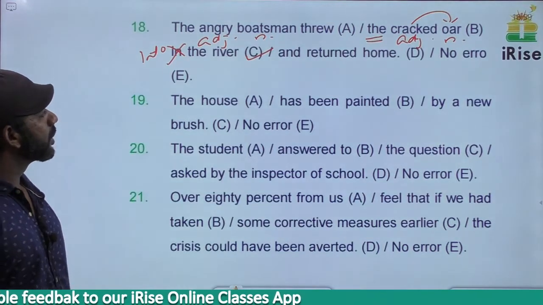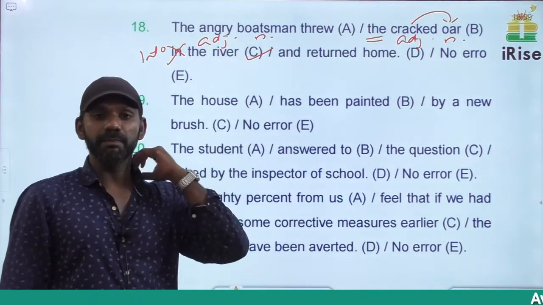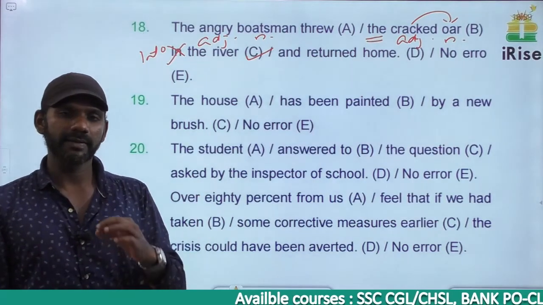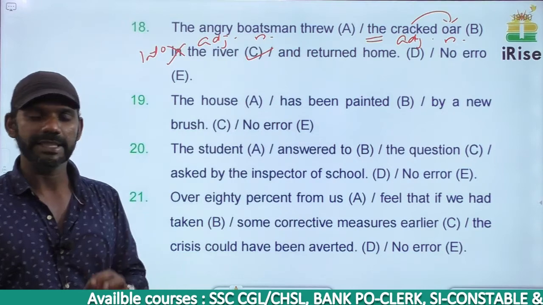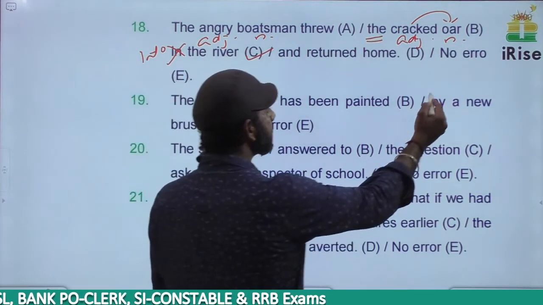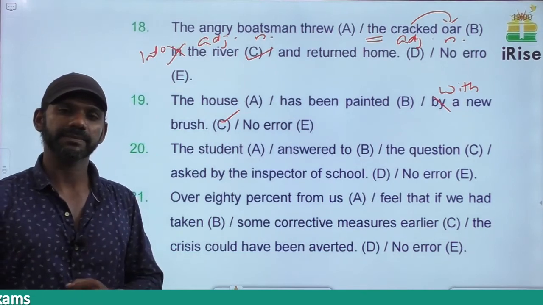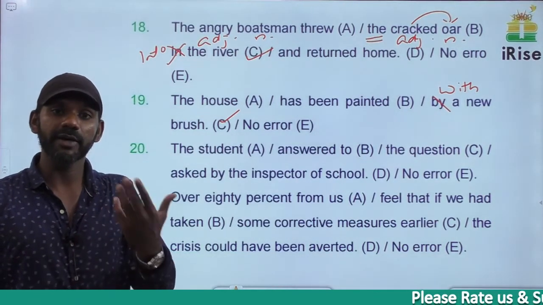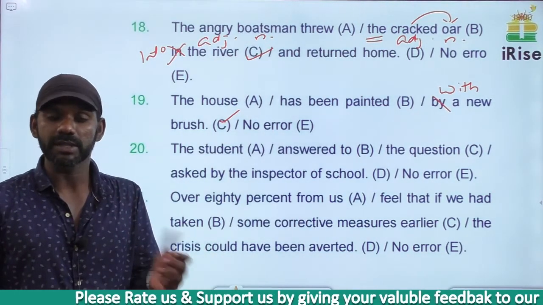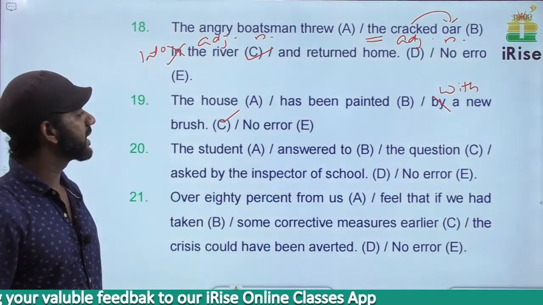The next one. The house has been painted by a new brush. Understand the meaning of the sentence. The meaning of this sentence is a new brush is the instrument used to paint the house. And with instruments we have to go for the preposition with. So by a new brush is wrong, it must be with a new brush. Now, if I say the house has been painted by me, it means I have painted the house. Makes sense. The house has been painted by a new brush means a new brush has painted the house. A new brush will not go and paint the house. Does not make any sense. And as we are talking about an instrument here, it must be with. The house has been painted with a new brush.